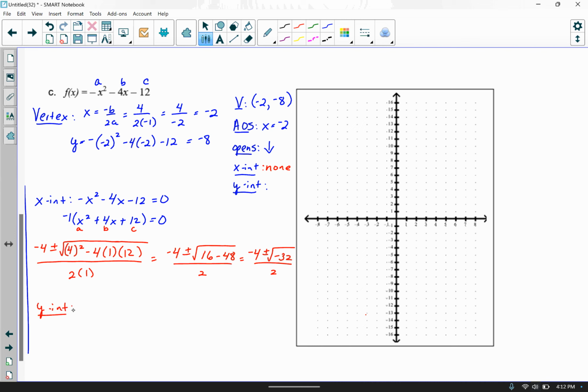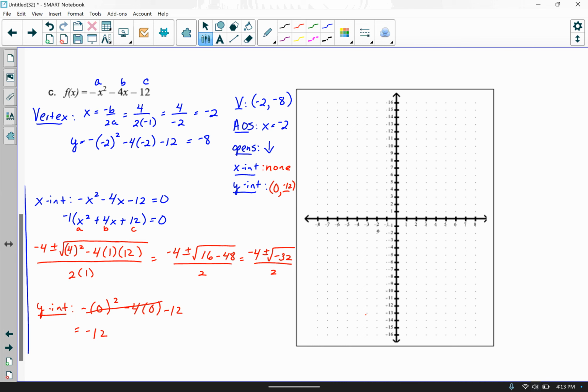Let's go to y-intercepts. Remember for the y-intercept, everywhere you see an x, you plug in 0 because you're trying to solve for your y. So I can go back to my original equation. Everywhere I see an x, I'm plugging in 0. So all of this just goes away because it's multiplying times 0, and I'm left with negative 12. So that's my y-intercept.